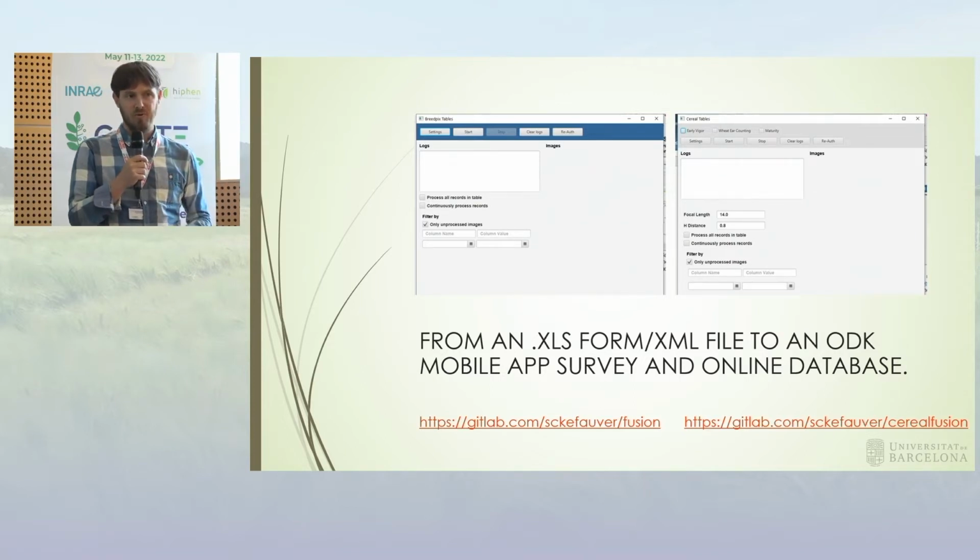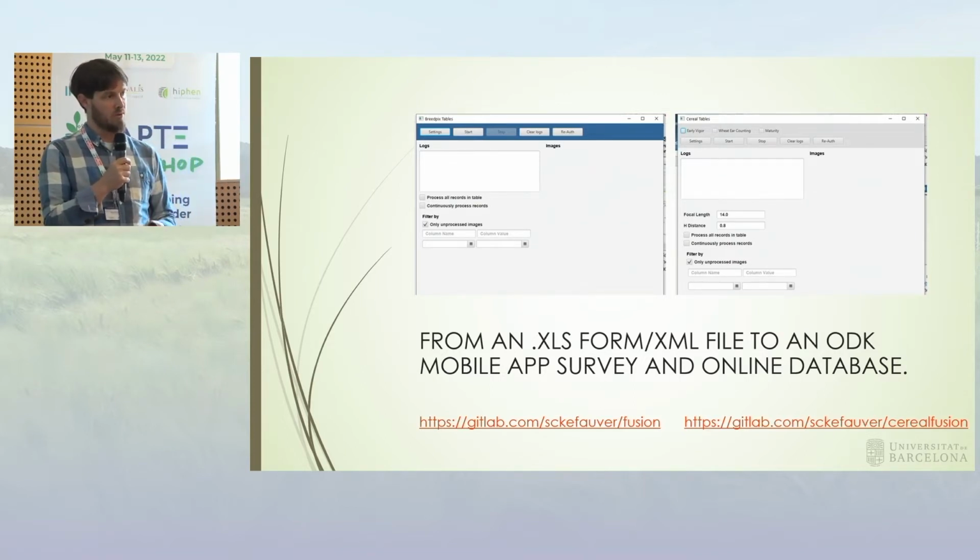So on your mobile phone, you can take a picture of something, you can upload it to the website using the ODK form. It'll automatically process the data and then pin the results there.